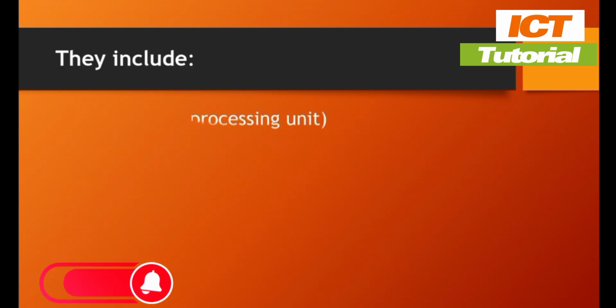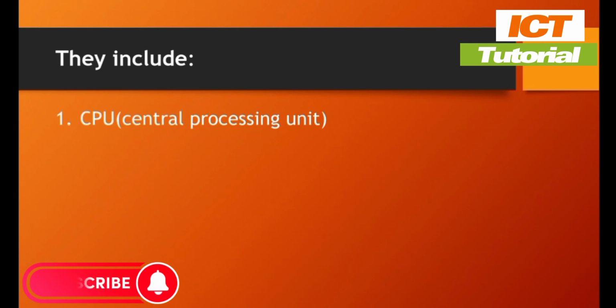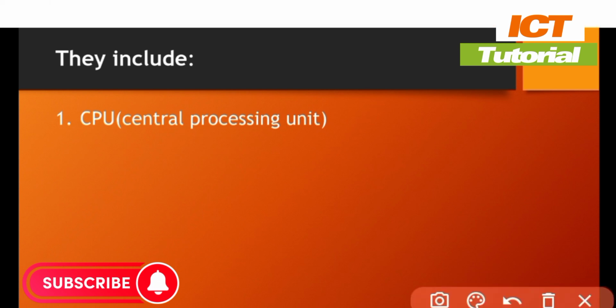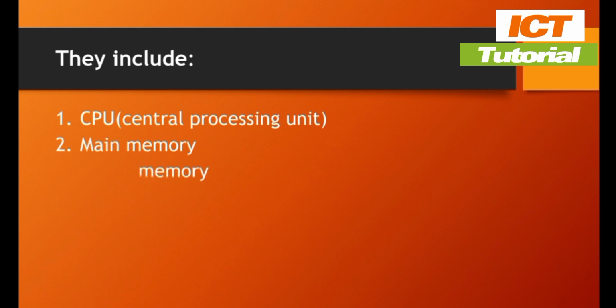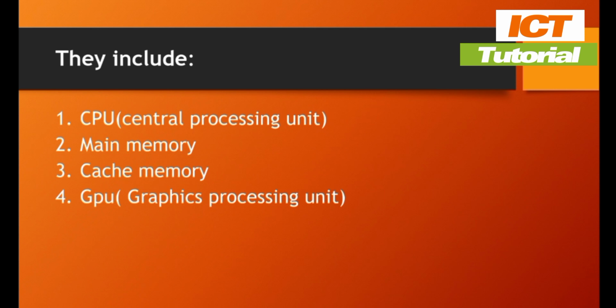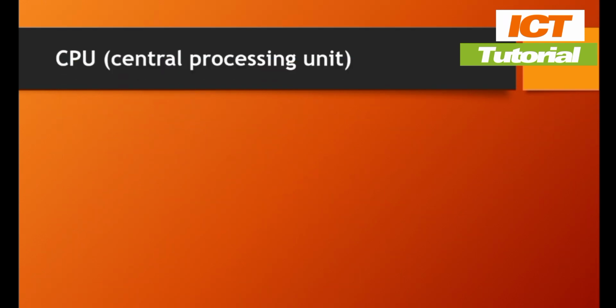What do they include? They include the CPU. These are the components that do the processing. The CPU is the central processing unit. We have the main memory and the cache memory. We have the GPU, that is the graphics processing unit, which is used for creating images, for graphic design.